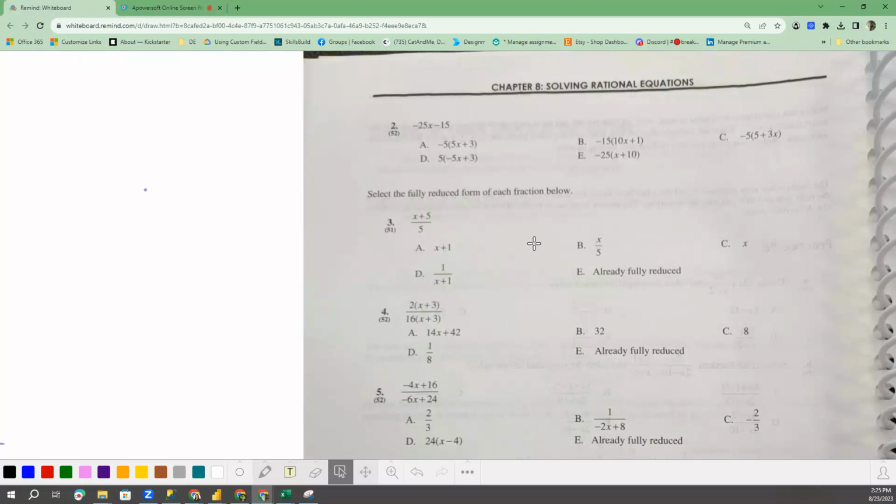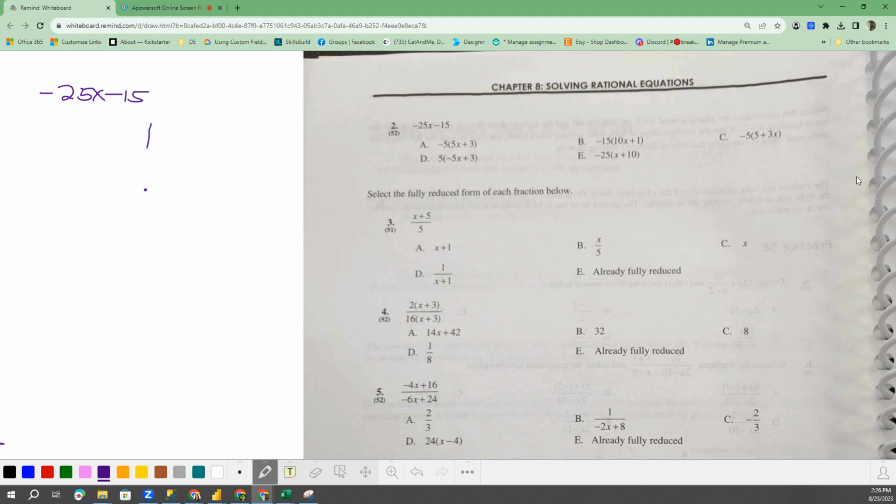All right, this is page 2 of your lesson 58. We start with number 2 question. Again, there's no equal sign, so we just need to factor things out. Okay, negative 25x minus 15. So, what is in the first term that's also in the second term? You can factor out negative or positive, just like what we did on number 1.